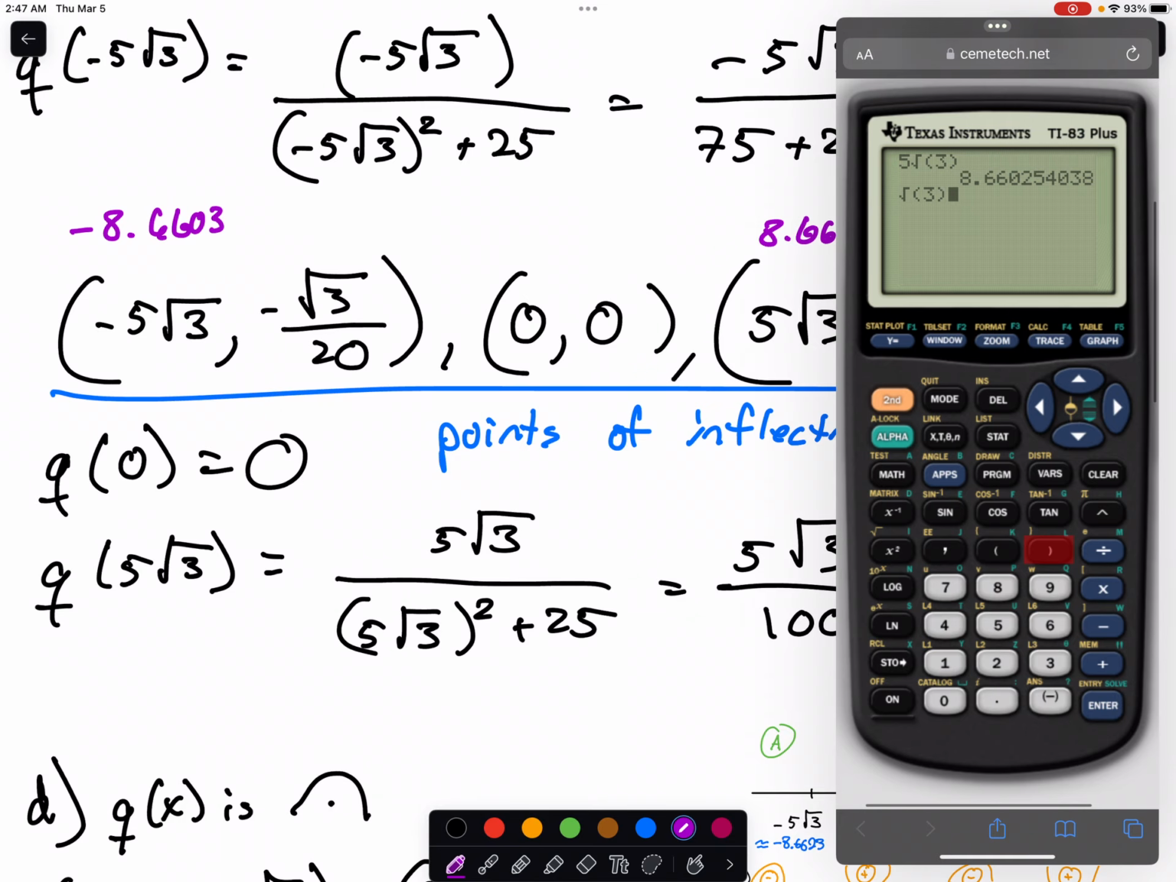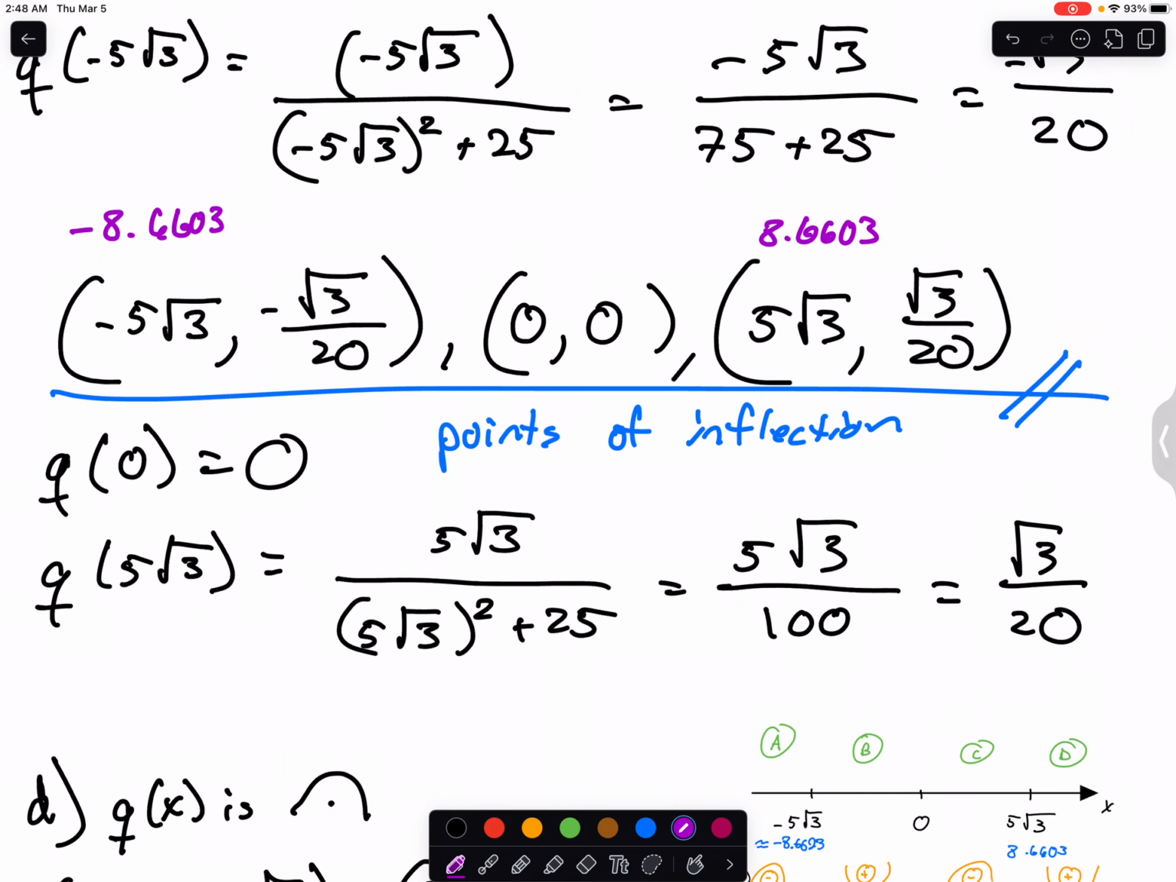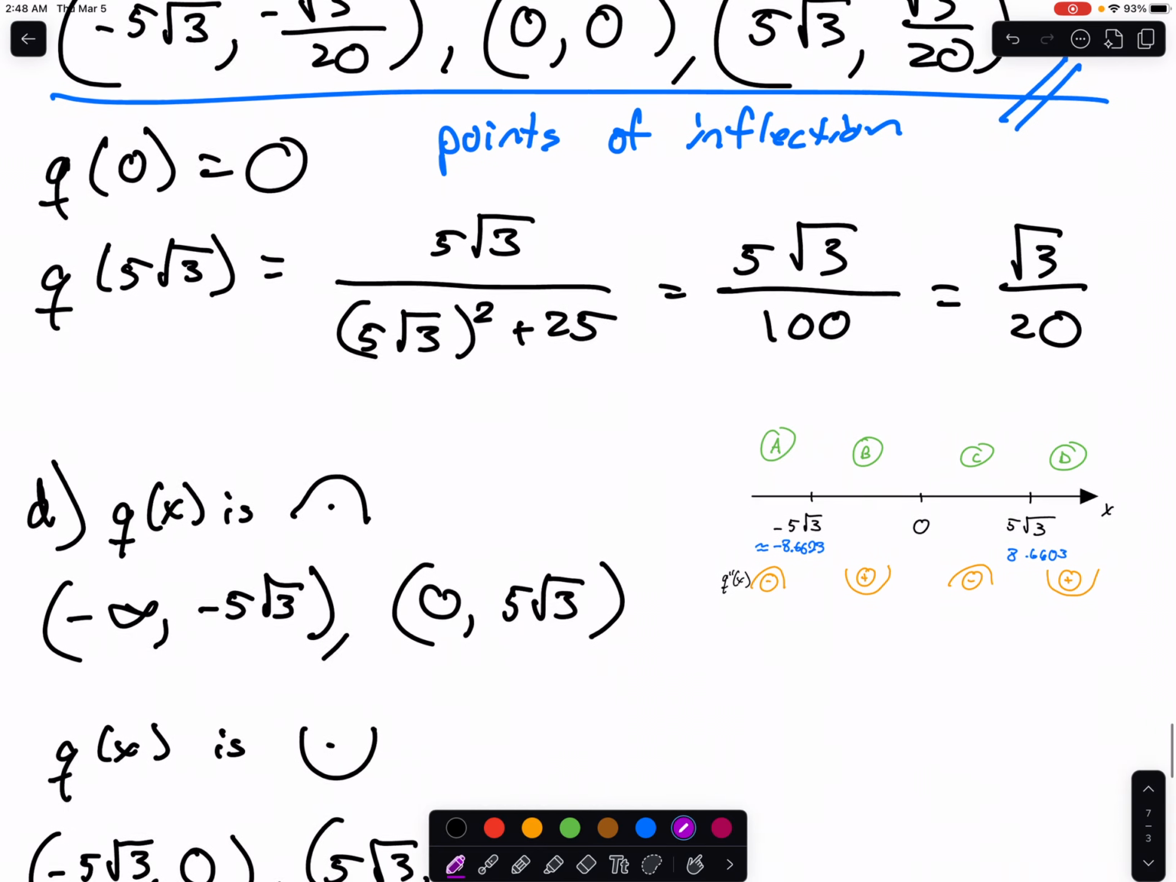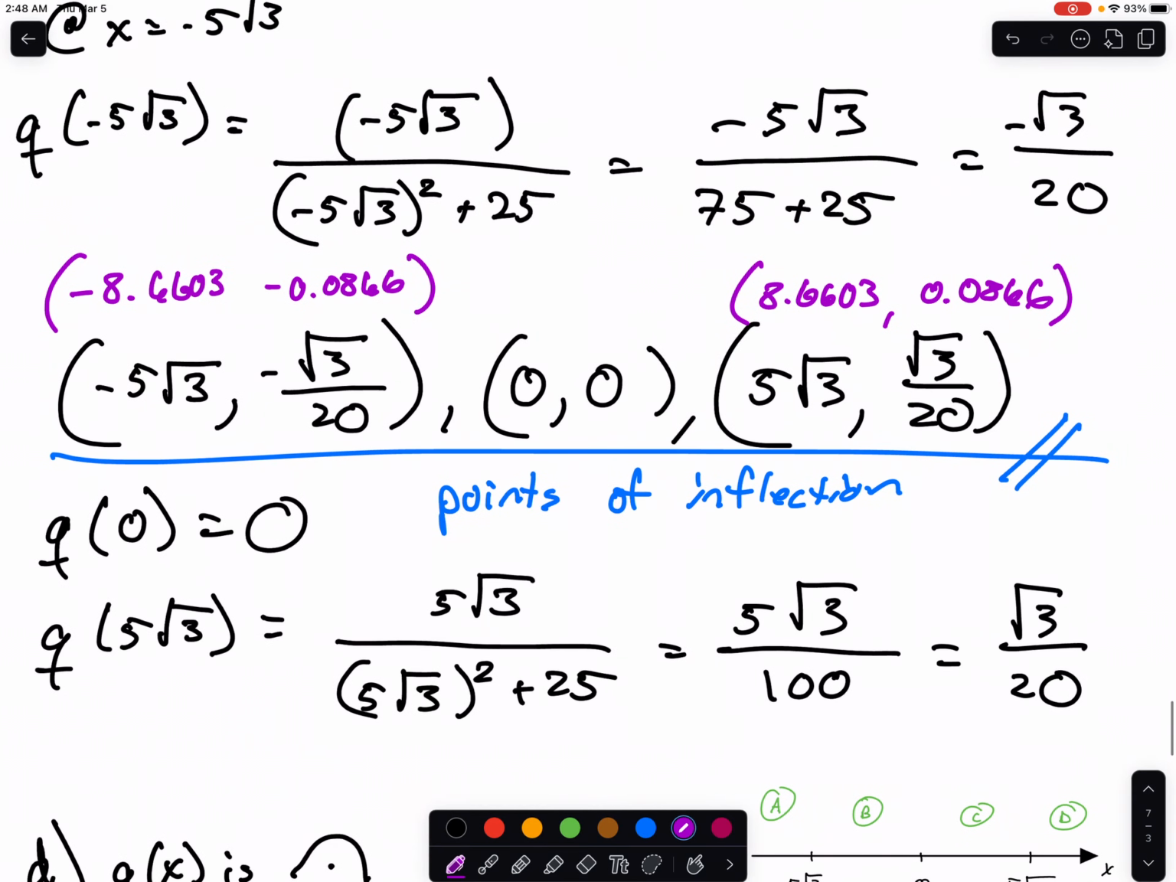Square root of 3 over 20, 0.0866, and negative 0.0866. Just trying to get a sense of where these guys are on the graph. These are our points of inflection. I'm also trying to get a good window.